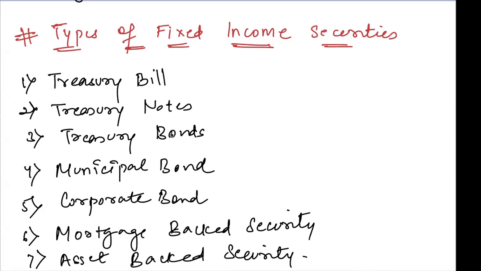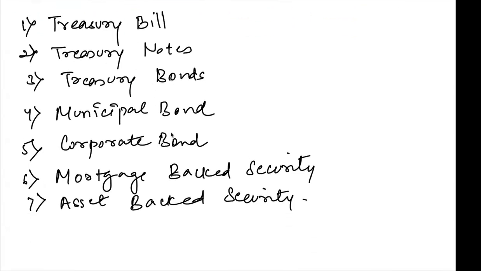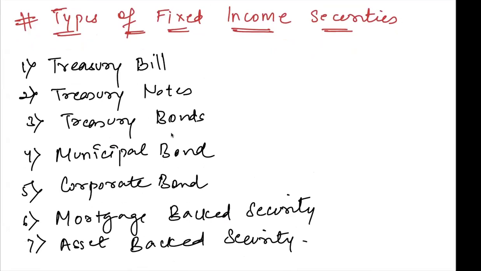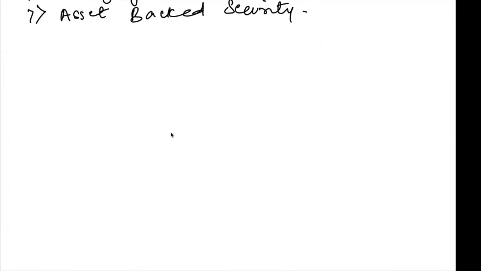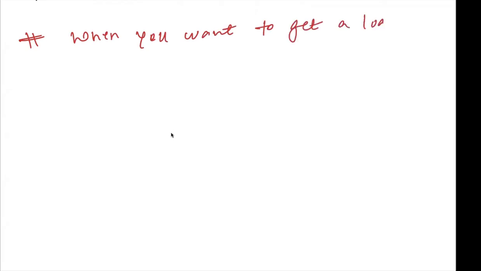Now, when you hear these terms, it looks really daunting, right? Treasury bill, treasury notes, all this blah blah blah. But believe me, it's very easy to understand. Before going deeper into the different types of fixed income securities, I want to explain one very easy concept. Tell me one thing. When you want to get a loan, what do you do? You go to a bank, right?